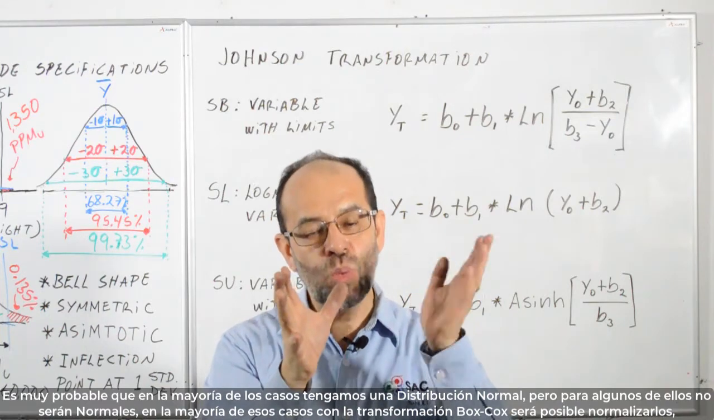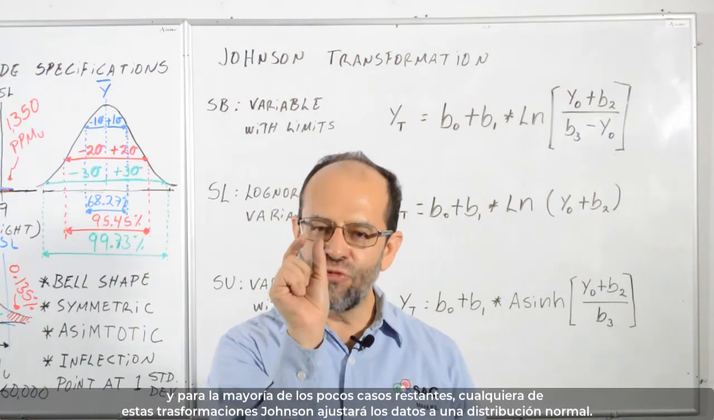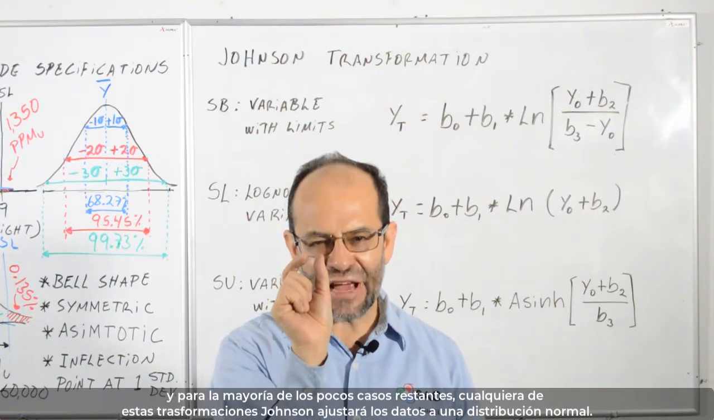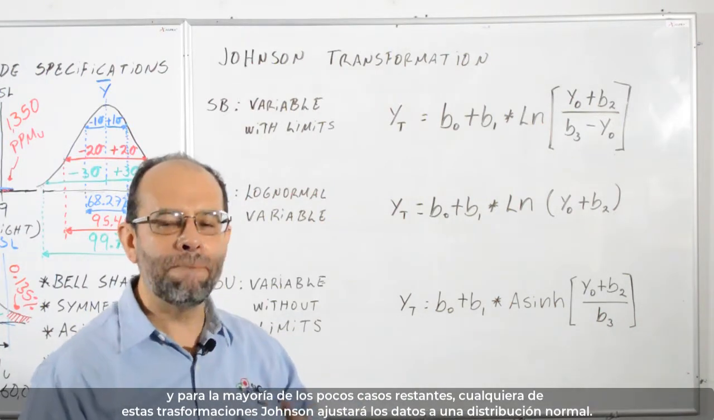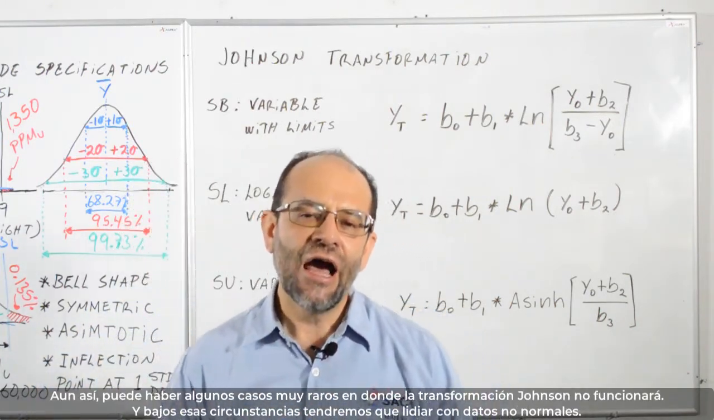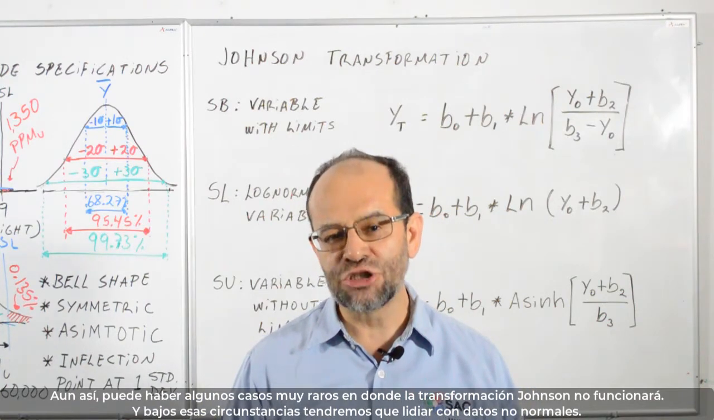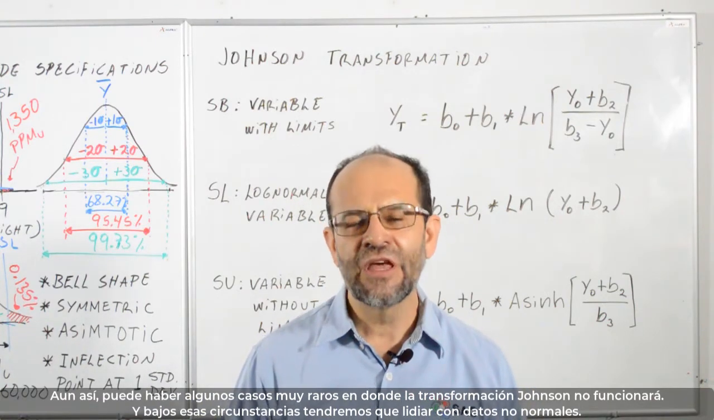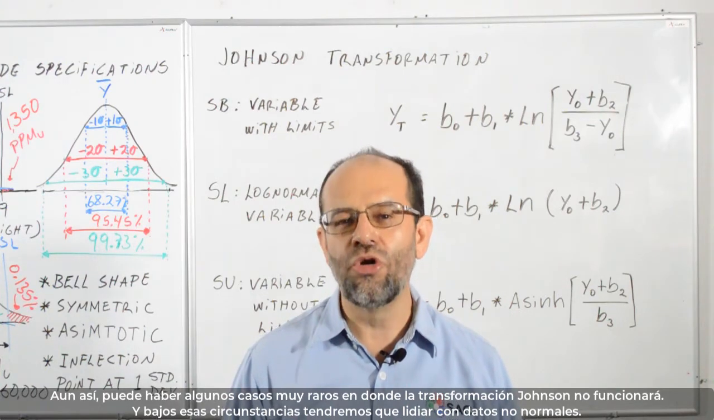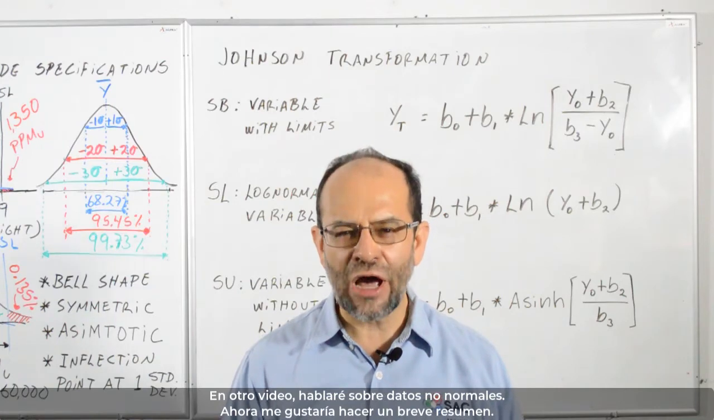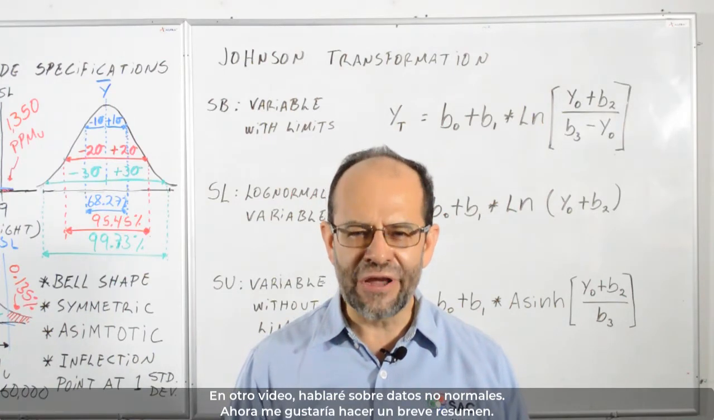Most of the cases with Box-Cox transformation will become normal. And for most of these remaining cases, any of these transformations will make them normal. Still, there can be some very rare cases where the Johnson transformation won't work either, and under those situations, we have to deal with non-normal data. In a different video, I'm going to talk about non-normal data. Now, I would like to do a brief summary.